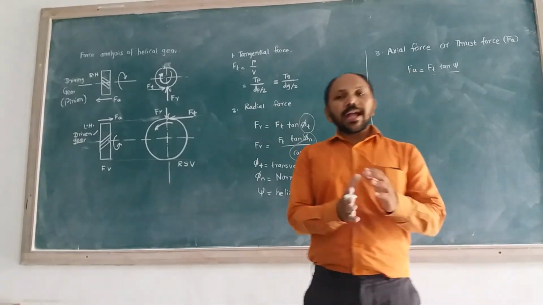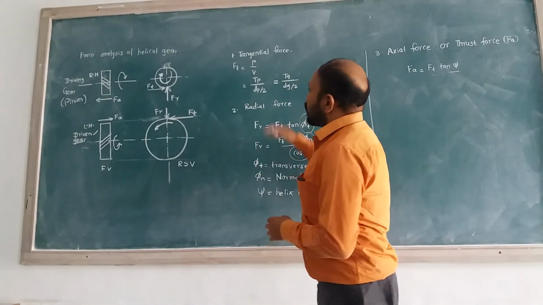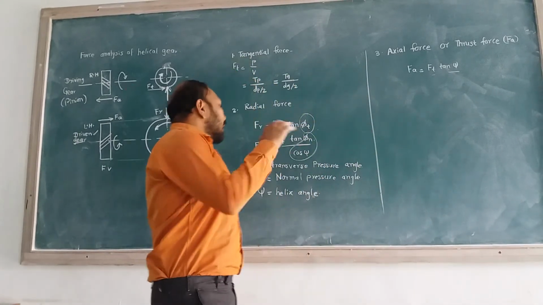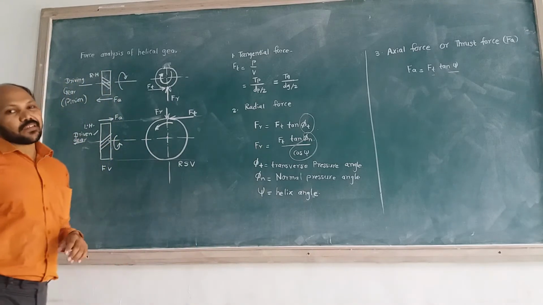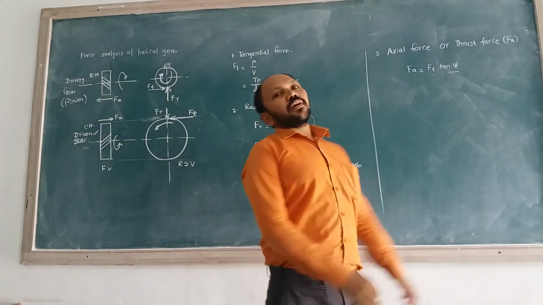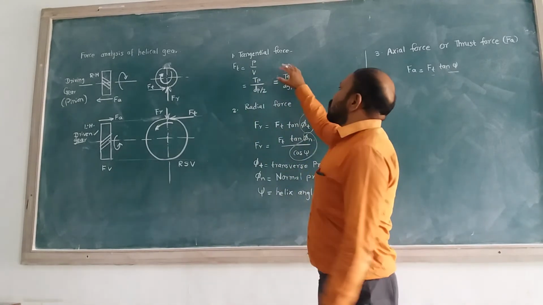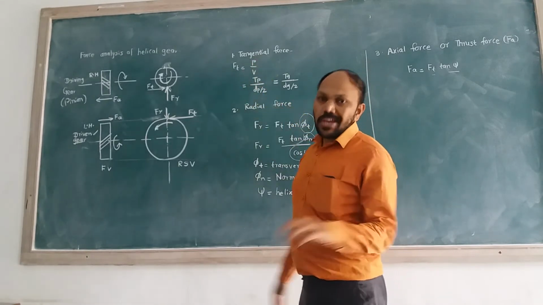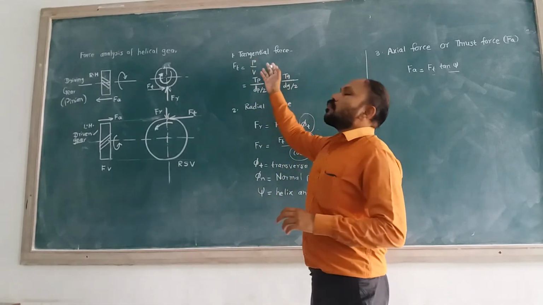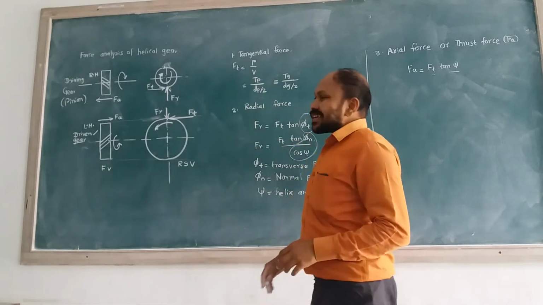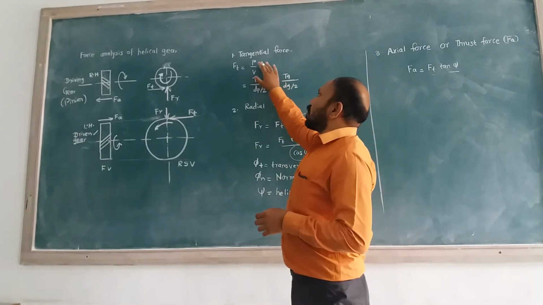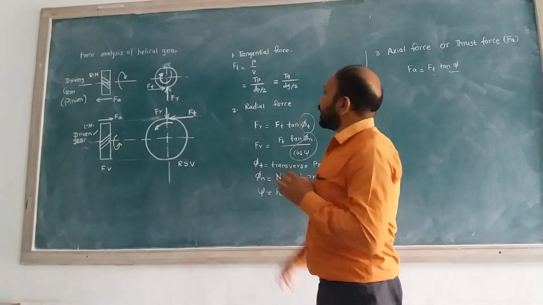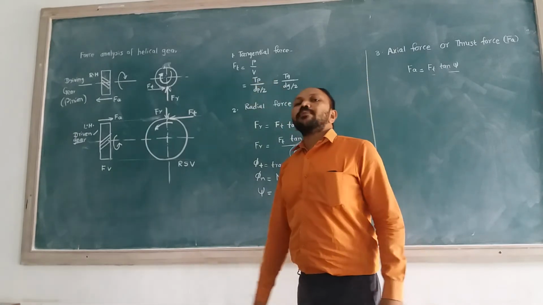Now how to calculate the magnitude of these forces, we see one by one. After discussing these formulas, we shift to the directions, how to decide the directions of these three different forces. So first I want to explain these relations. First is the tangential force. Tangential force is equal to power upon velocity. The power which we want to transmit from one gear to another gear, or from the motor to the output shaft, we substitute here. Then it is divided by V. V is called the pitch line velocity.